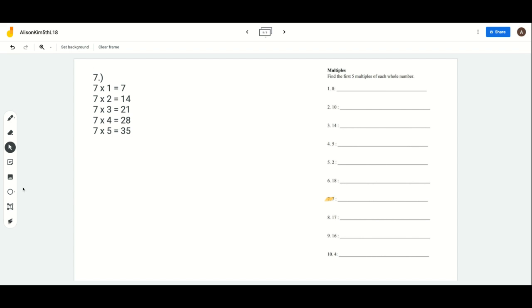So for number 7, your final answer will be, in order, 7, 14, 21, 28, and 35. That's going to be your final answer for number 7. And just in case, let's check our answers. Number 7, 7, 14, 21, 28, 35. Exactly, 7, 14, 21, 28, 35.